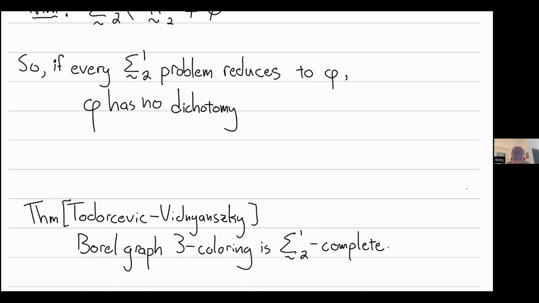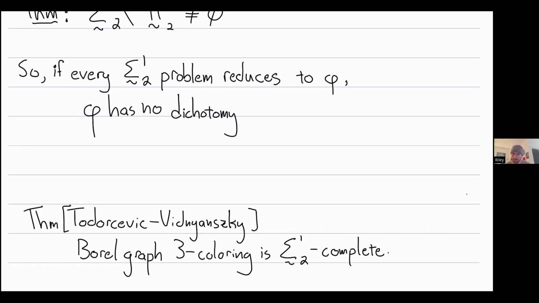A major example of this is that Borel graph 3-coloring is sigma 1, 2 complete. That's a theorem of Todorcevich and Vidyatsky. So no dichotomy for 3-coloring. The 3-coloring problem for Borel graphs has no real structure to it in full generality. Questions so far? Okay.